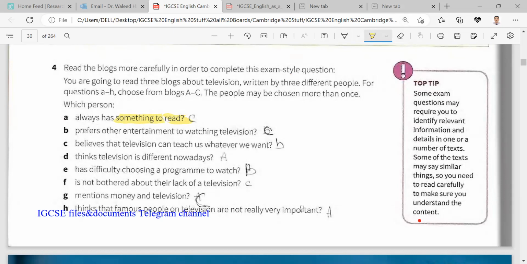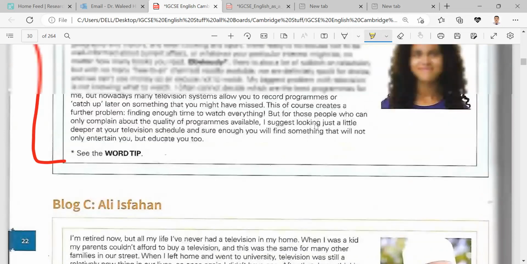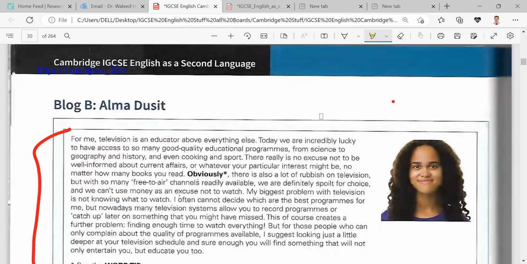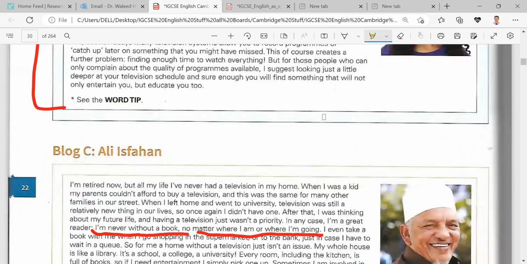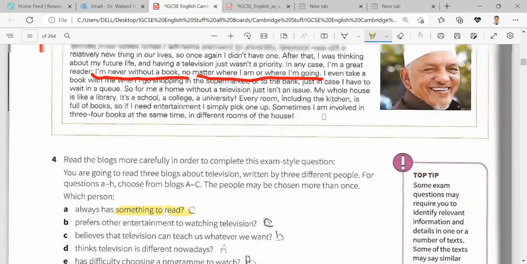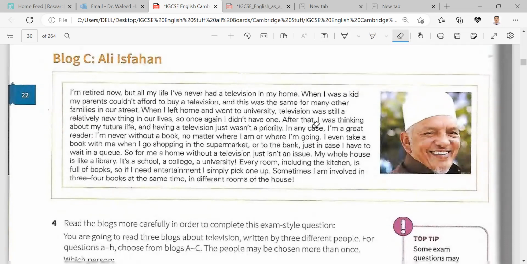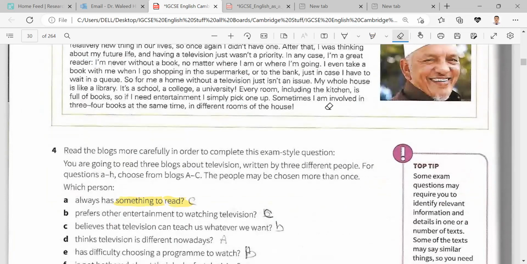Which blog is related to this statement? Blog A, C or B? It's C. Perfect, because this is the main purpose. Why? The main purpose for not having TV is to save his time for reading. He doesn't like wasting his time watching TV. So yes, that's correct. So C is the right blog.